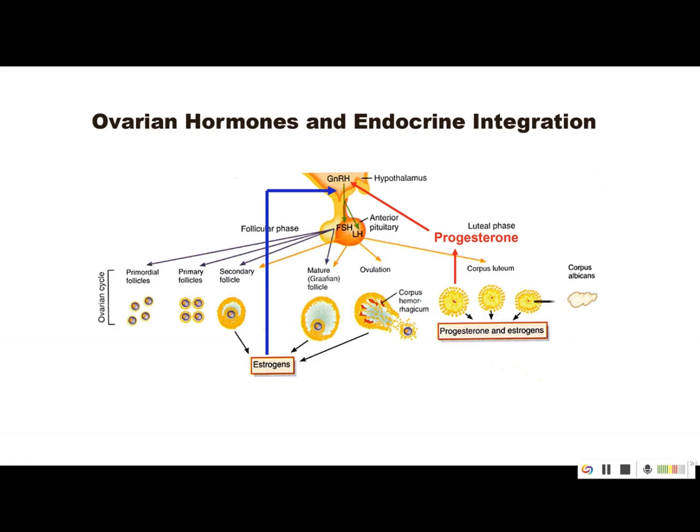In the absence of fertilization and implantation, the corpus luteum degenerates and forms the corpus albicans 12 days after ovulation. The degeneration of the corpus luteum results in reduction of progesterone and estrogen secretion, which releases the feedback inhibition of FSH and LH, allowing the pituitary secretion of these hormones to resume for the next ovarian cycle.